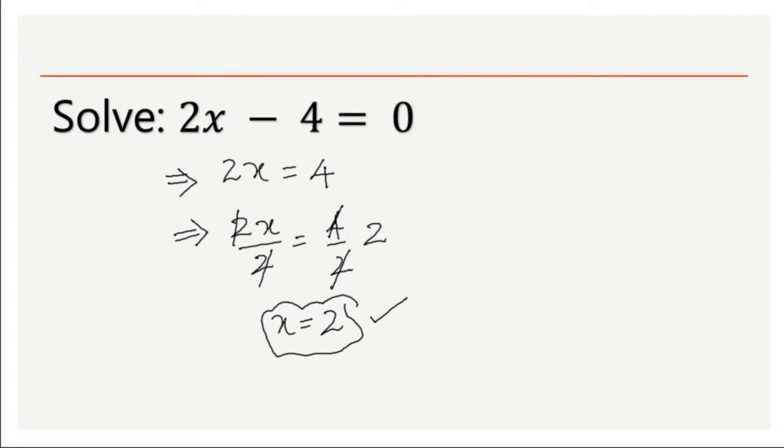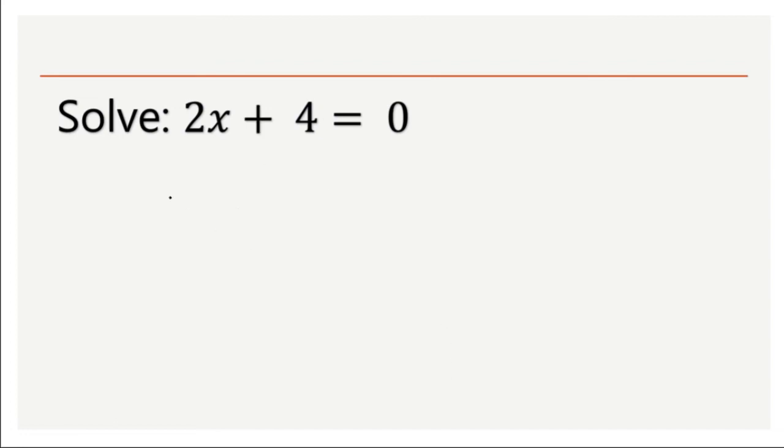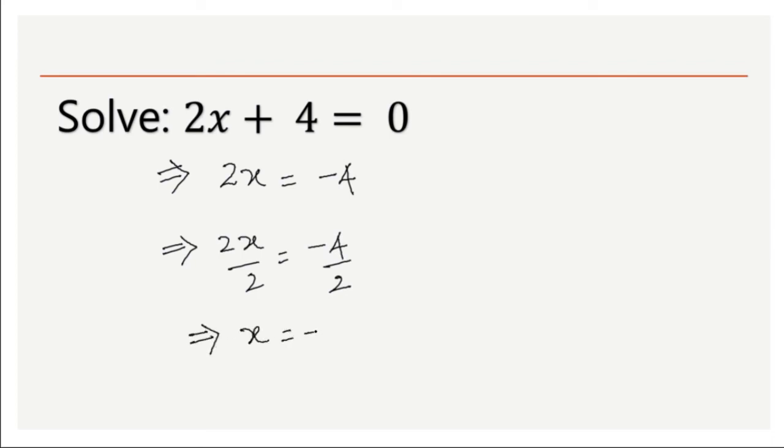When I look at another equation, say 2x plus 4 equal to 0, I have the solution like 2x will be equal to negative 4. On dividing both the side by 2, I'll be getting negative 4 upon 2 in the right hand side. Hence the value of x is negative 2. This negative 2 is solution for the given equation. This particular number negative 2 is again an integer, in particular negative integer.